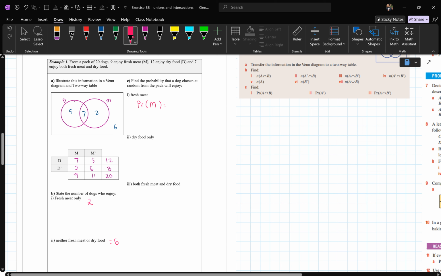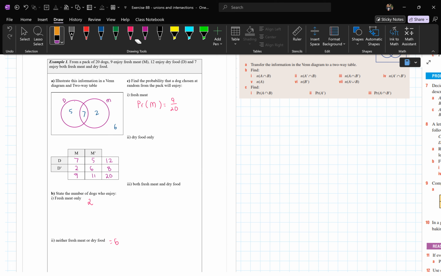And so how many people like M? There was 9 of them out of a total of 20. So 9 out of 20. That's your chances, 9 that you can pick that will like fresh meat. They didn't say fresh meat only, they just said fresh meat. Whereas the next one says, what's the probability of dry food only?